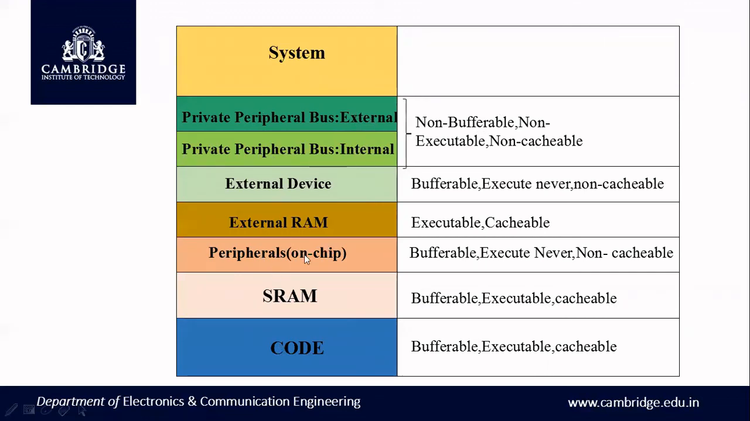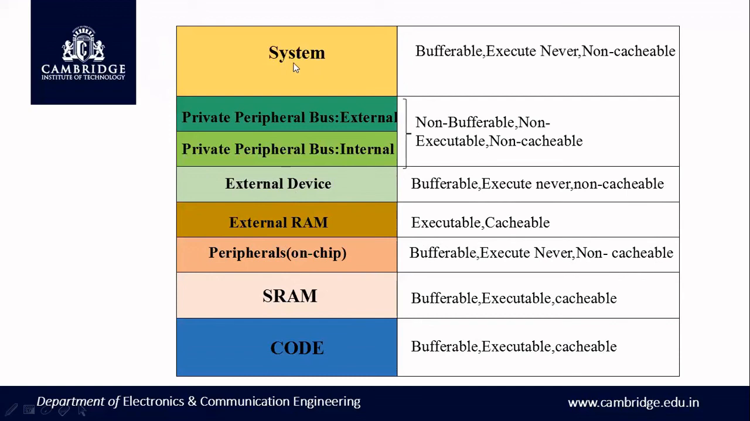When you take the on-chip peripheral region, in this you have the data relevant to the peripherals, correct? Since you have only the data relevant to the peripherals and not the program which has to get executed, you can never execute the data stored here. Execute never, and there's no point in reading it too. So it is non-cacheable, but you can buffer it, bufferable. Similarly your external devices are again external peripherals. So this again would have the same attributes as that of the on-chip peripherals. So it is bufferable, but never executable and non-cacheable. Okay, so external RAM region is executable and cacheable.